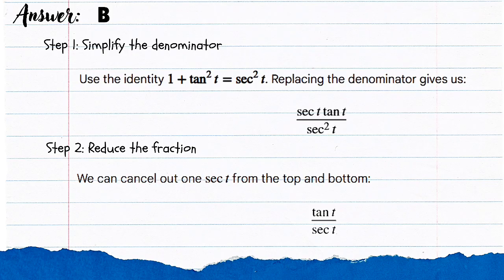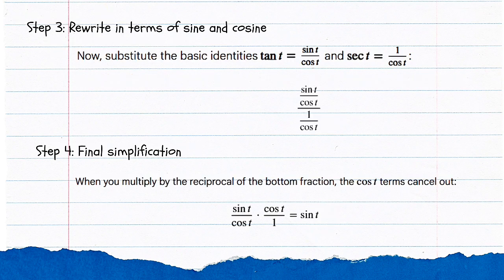Step 1. Simplify the denominator. Let's recall the identity 1 plus tangent squared t is equal to secant squared t. Replacing the denominator will give us secant t tangent t over secant squared t. Step 2 is to reduce the fraction. We can cancel out 1 secant t from the top and the bottom, which gives us tangent t over secant t. Step 3 is to rewrite in terms of sine and cosine.